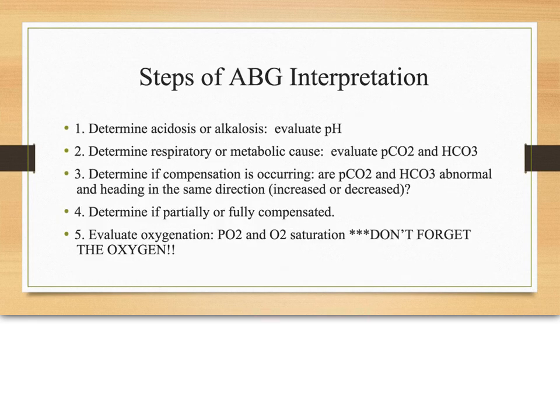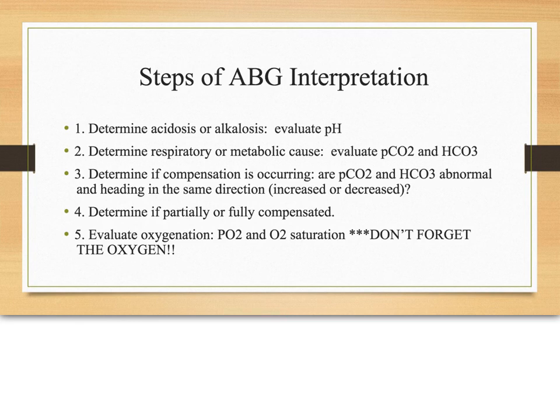So let's review the steps of ABG interpretation. Certainly you've been doing some of these steps as you've taken earlier classes in ABG interpretation. The first, of course, is to look at the pH and to determine if acidosis or alkalosis is present. And that's pretty simple. Acidosis would be if the pH is less than 7.35, and alkalosis is if the pH is greater than 7.45. The second step is, if there is an abnormality, to determine if it is a respiratory or metabolic cause. And we do that by evaluating the PCO2 for the respiratory and the bicarbonate for metabolic.